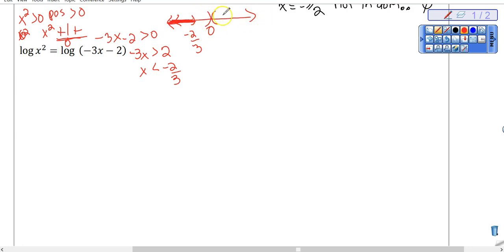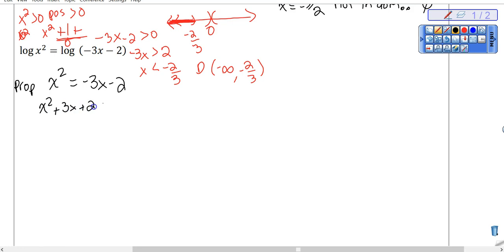None of this works for the second. So your domain is from negative infinity to negative 2/3. Okay, so we're stuck. Our x has to be in that section. But we can still apply property 8, correct? So we're going to use property 8 to say x squared is equal to negative 3x minus 2. And since it's a quadratic, we need to find its zeros to solve it. So add 3x, add 2. x squared plus 3x plus 2 equals 0.